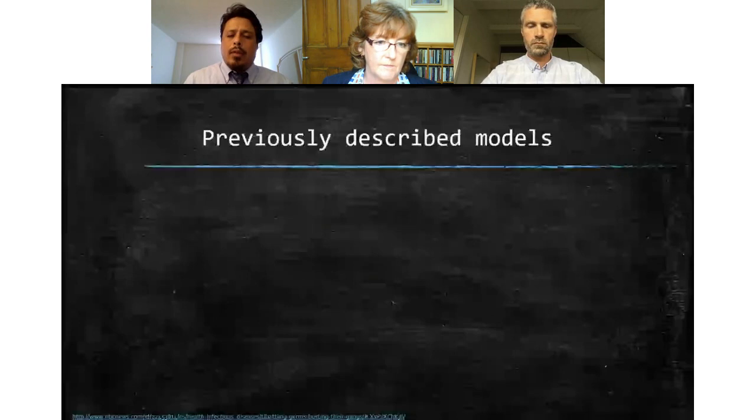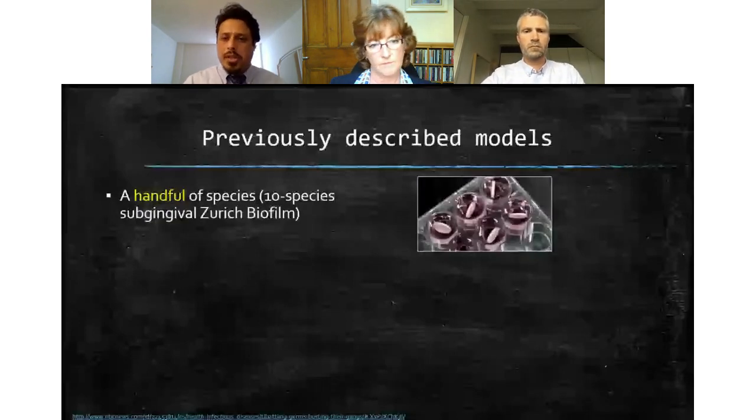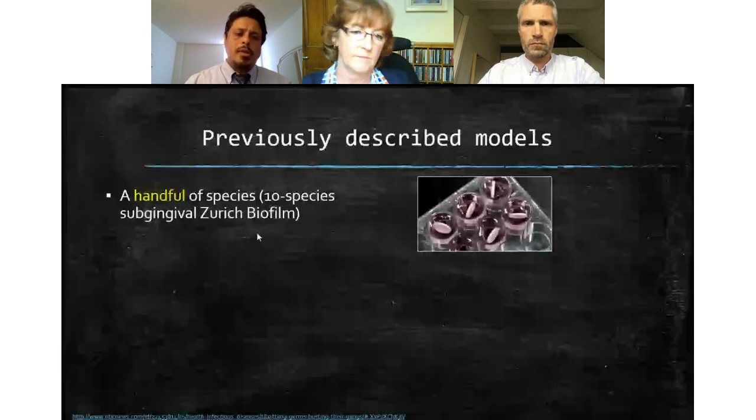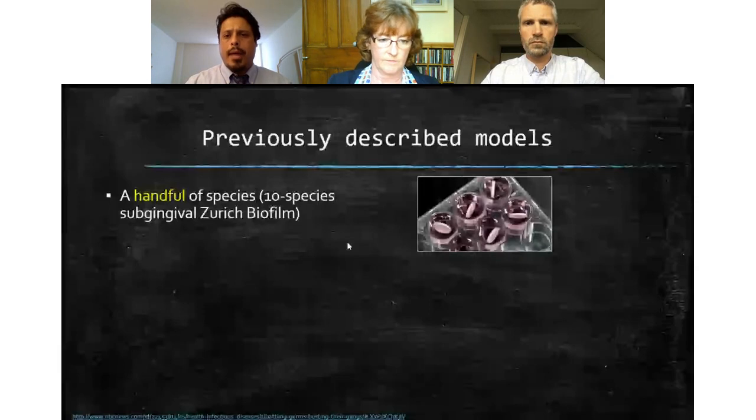There are many models of dental biofilms described in the literature, starting with those that are only based on one species, or monospecies biofilms, and to those that include a handful of species. For example, the Zurich biofilm, in its two versions, the one that is meant to model the supragingival plaque with 6 species, and the other version that has 10 species, which is meant to reproduce the subgingival microbiome. And it's basically biofilms grown on hydroxyapatite discs submerged in the right medium.